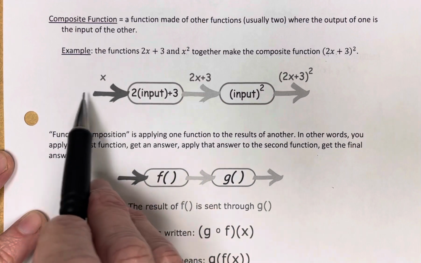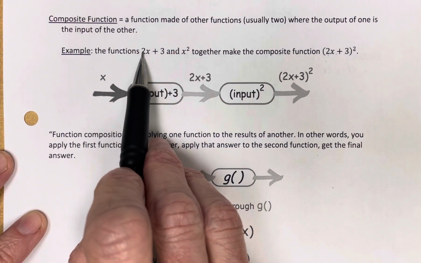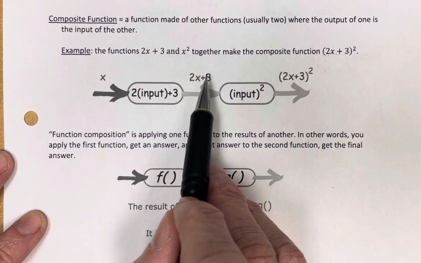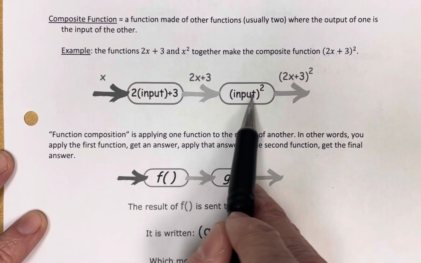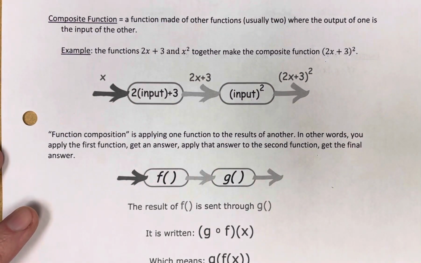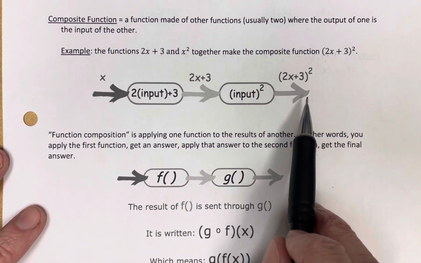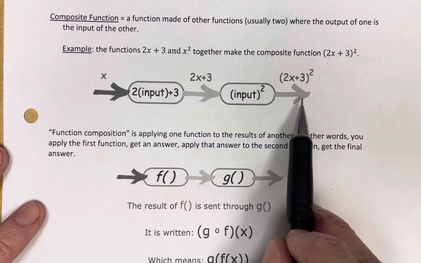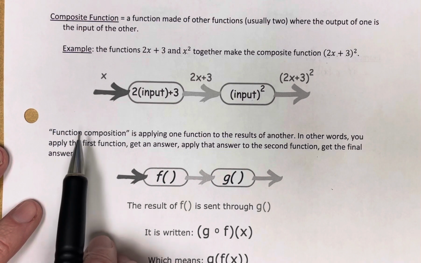So here we are in a visual. The x goes in, 2 times input plus 3, and out comes 2x plus 3. Now this is the new input, and it goes into here. We square it, and out comes 2x plus 3, the quantity squared, like that. So a nice visual. Okay, let's keep going. I know this takes a little bit of time, and I'll show you some other ways of visualizing it, and then we'll do some examples.